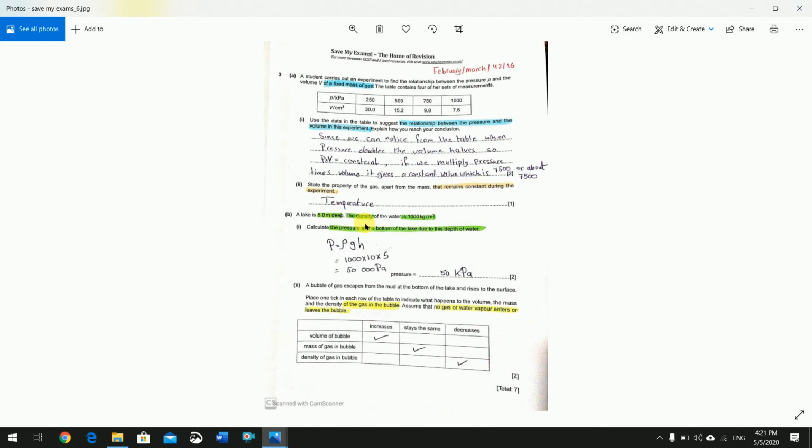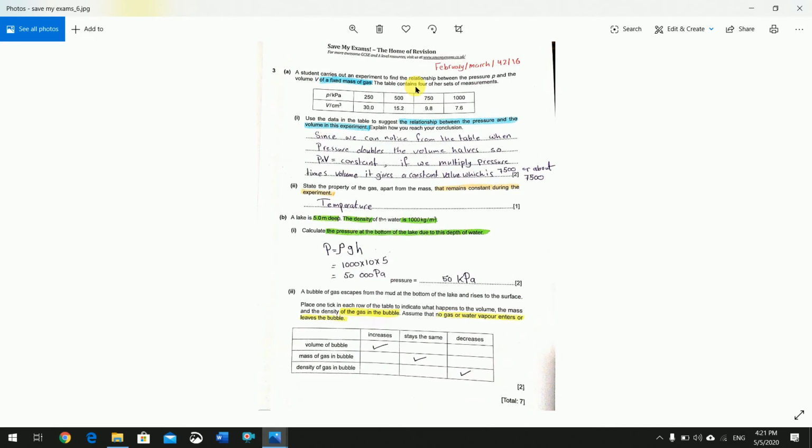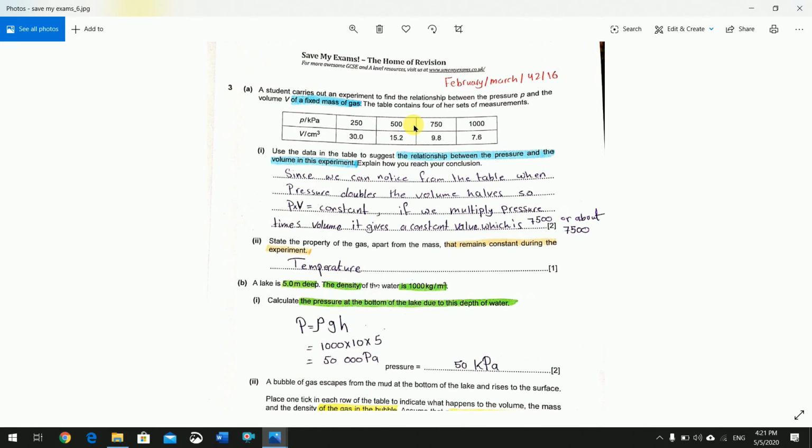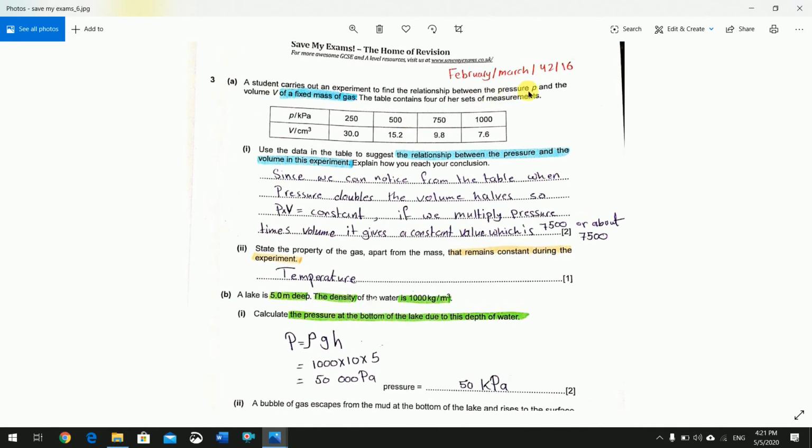Okay. Now let's go to the next one. A student carries out an experiment to find the relationship between the pressure P and the volume V of a fixed mass of gas. So here the mass is constant. The table contains 4 of her sets of measurements. Now use the data in the table to suggest the relationship between the pressure and the volume in this experiment.